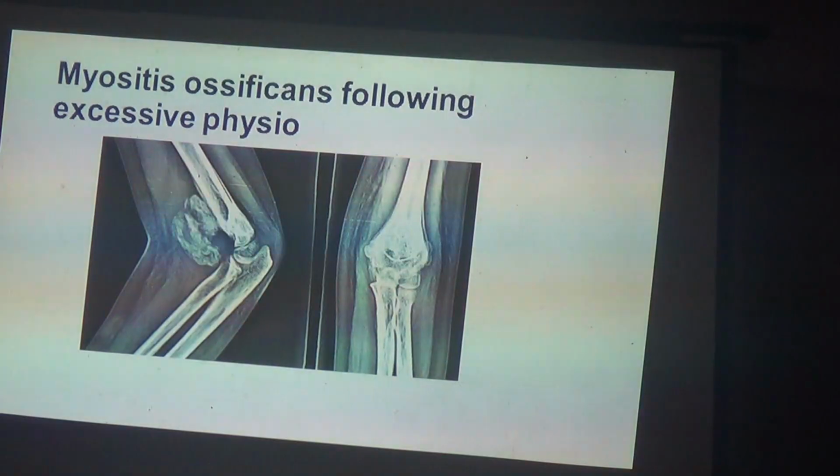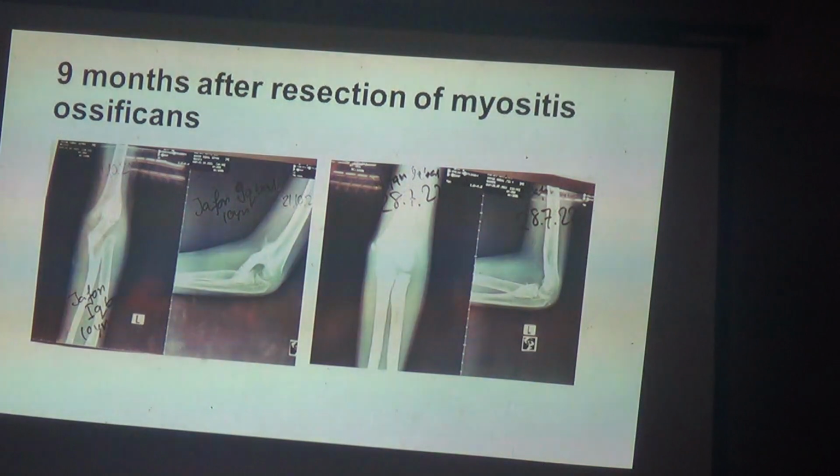So, what to do? Wait for a few weeks or a few months. Nine months is not the goal now. You can excise the myositis when it is mature, radiologically mature. Stop physiotherapy by others, only active movement.